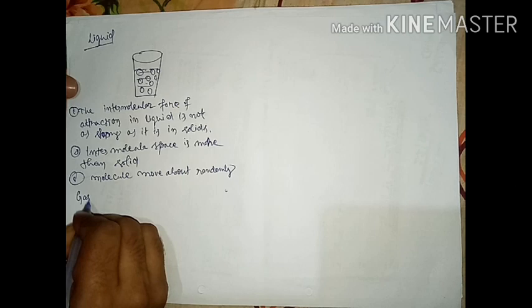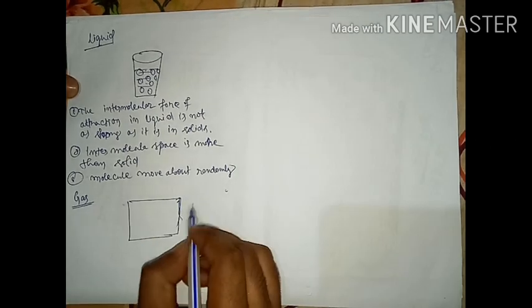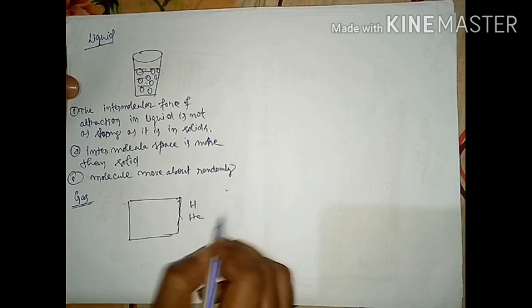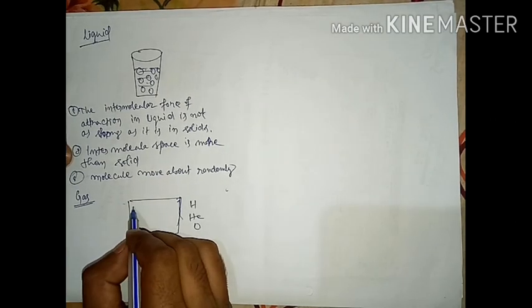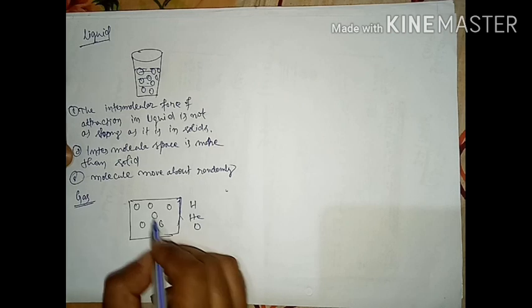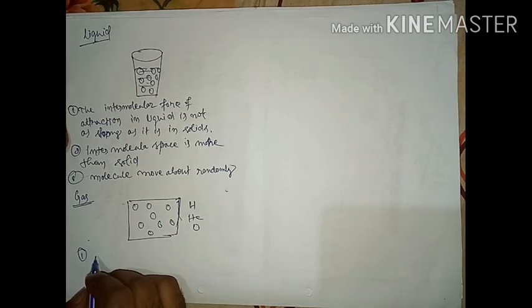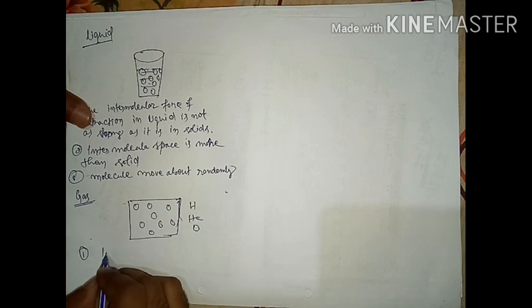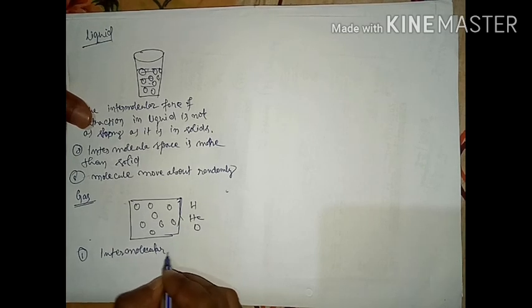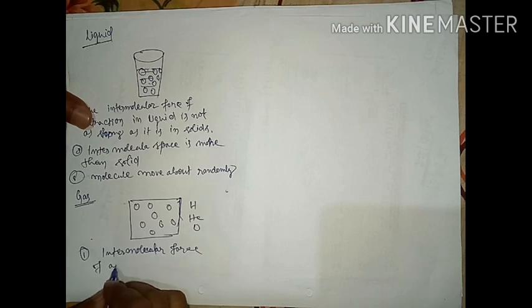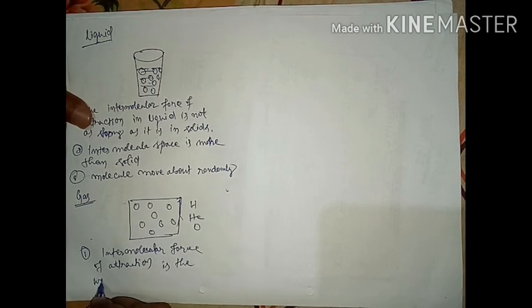Now gas. Now I'm taking a container. This container is filled with one gas, suppose any gas, hydrogen, helium, or oxygen. The molecules of gas are something like this, here and there, not tightly packed. Here we can write for gas: intermolecular force of attraction is the weakest.